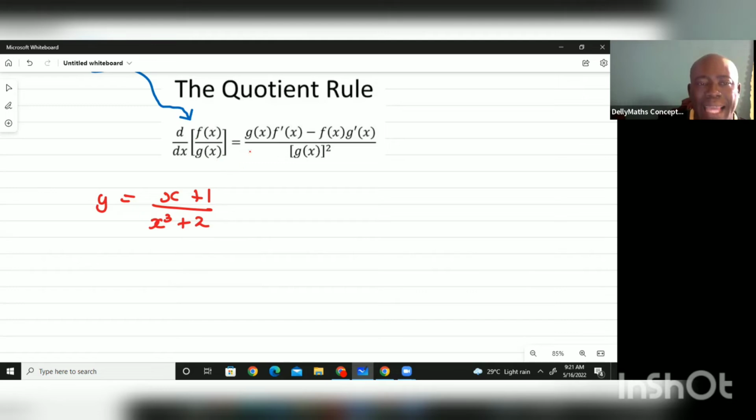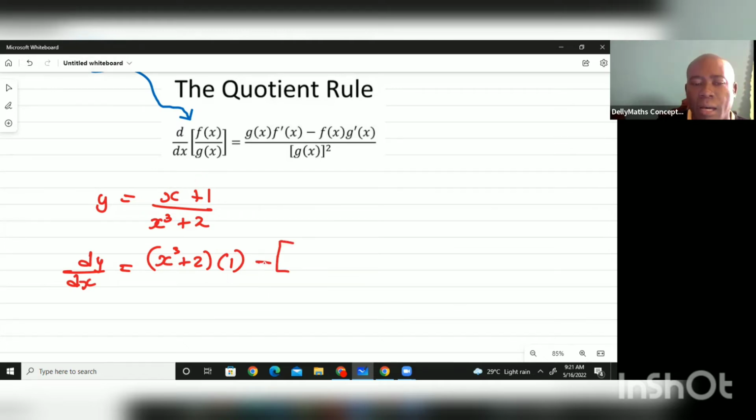Based on this idea, the derivative, dy dx, is going to be: I'm going to write back my g function, the bottom function, first. So it is going to be x to the third plus 2. And that will go beside the derivative of the top. The derivative of x plus 1 is just 1, because the derivative of x is 1 and the derivative of 1 is 0.